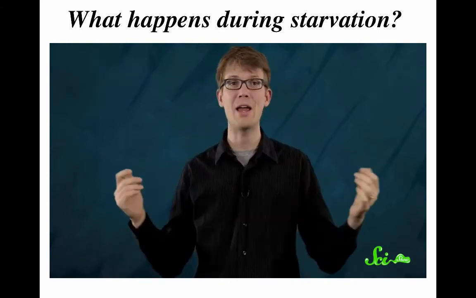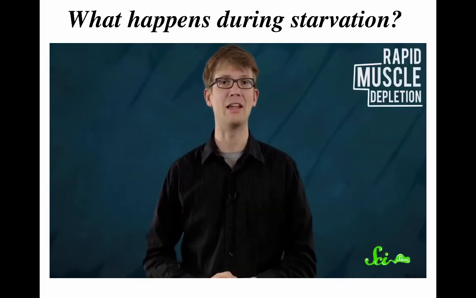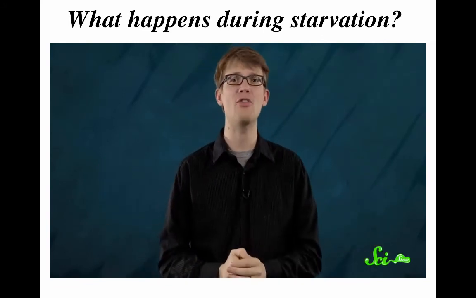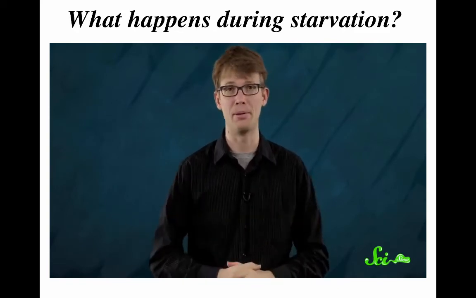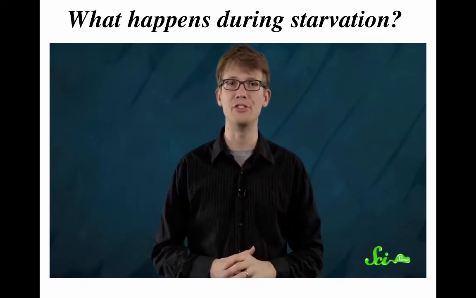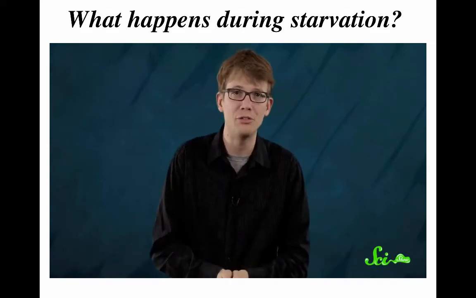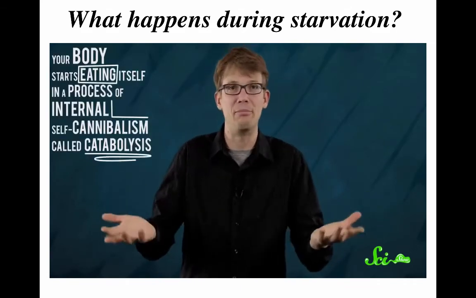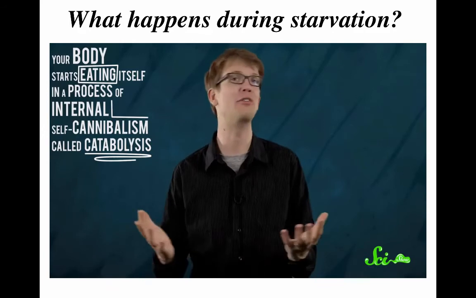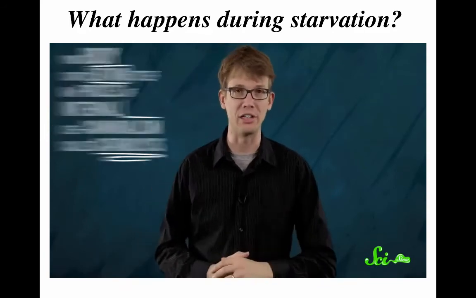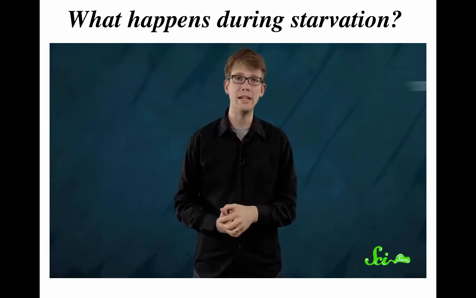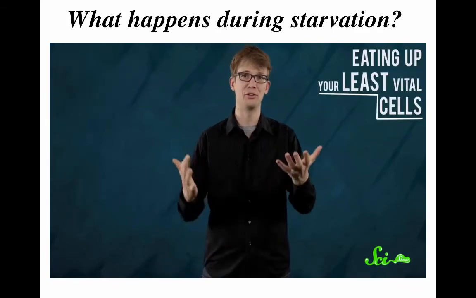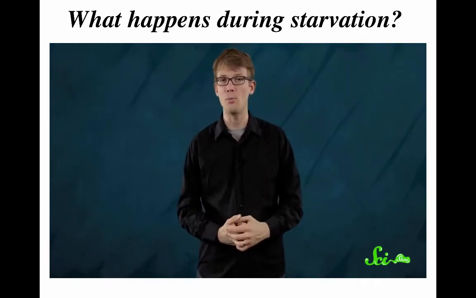This phase is marked by rapid muscle depletion as your body cells start to break down their own proteins into amino acids, which your brain now gobbles up. Proteins are essential for proper cell functioning, so things go downhill pretty quickly as your body starts eating itself, basically, in a process of internal self-cannibalism called catabolysis. Still, your ever-optimistic body tries to run damage control by eating up your least vital cells for as long as possible as it holds out hope for more food.